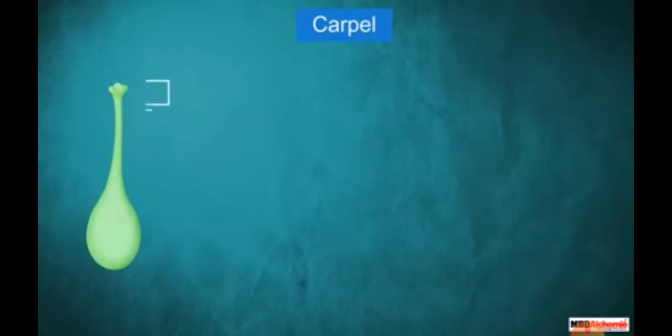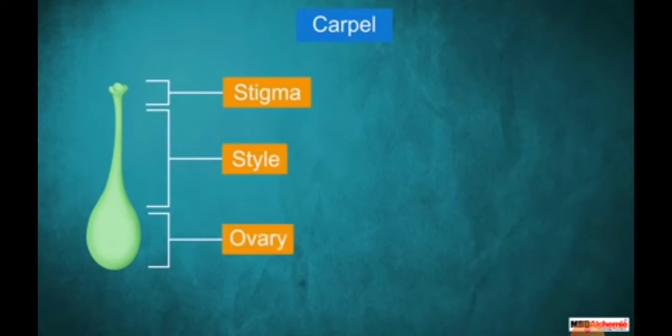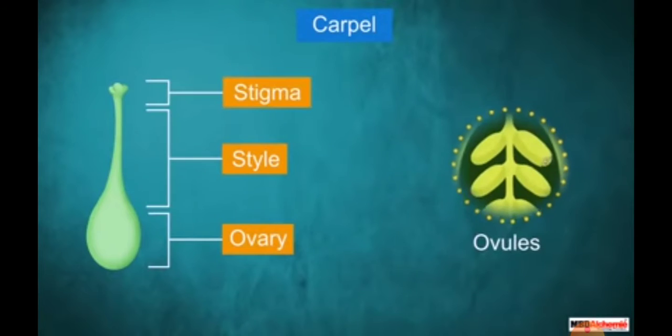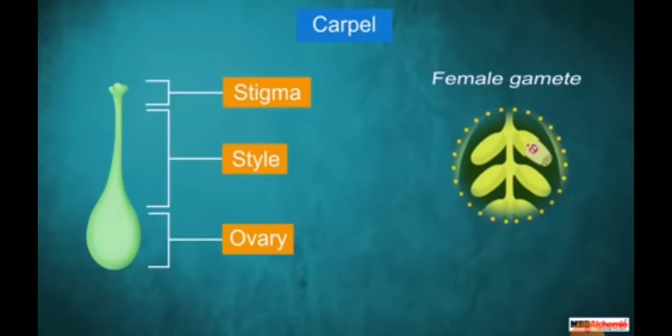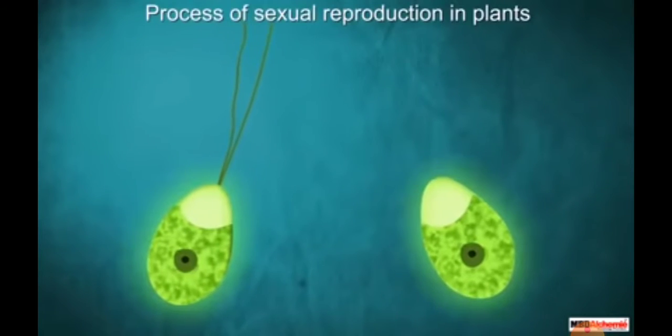Now carpel. Carpel is the female reproductive part of the flower. You can see the upper part is known as the stigma, then the tube-like structure is known as the style, and the swollen area is known as the ovary. Inside the ovary there are ovules. Okay, you can see here these are the egg cells.